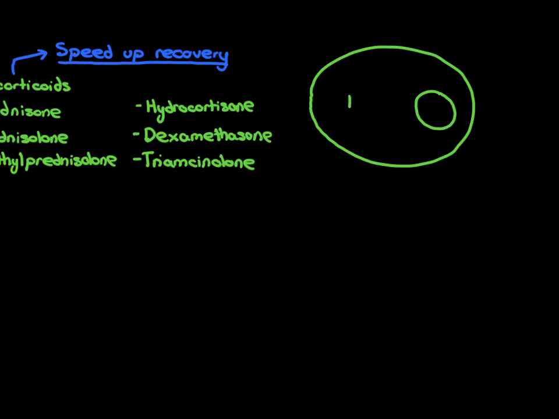Right, so inside all cells within your body, in the cytoplasm, you have a receptor for glucocorticoid molecules, and that receptor is known as the glucocorticoid receptor, which for short I've abbreviated to GR here. So this is the receptor for cortisol, the endogenous glucocorticoid.